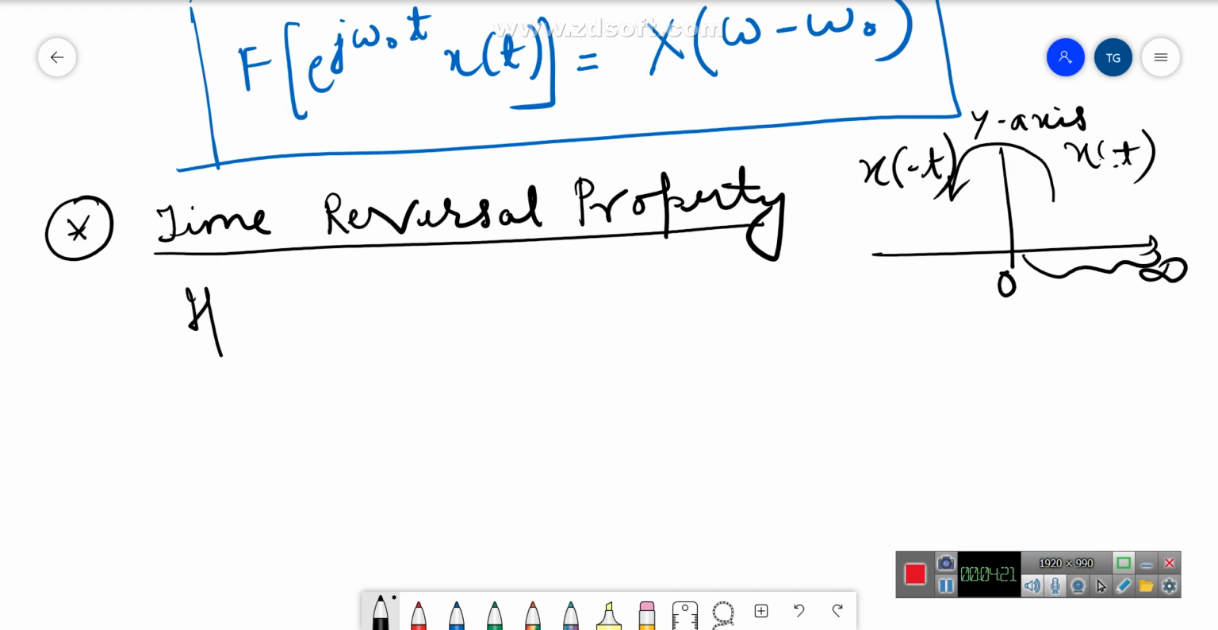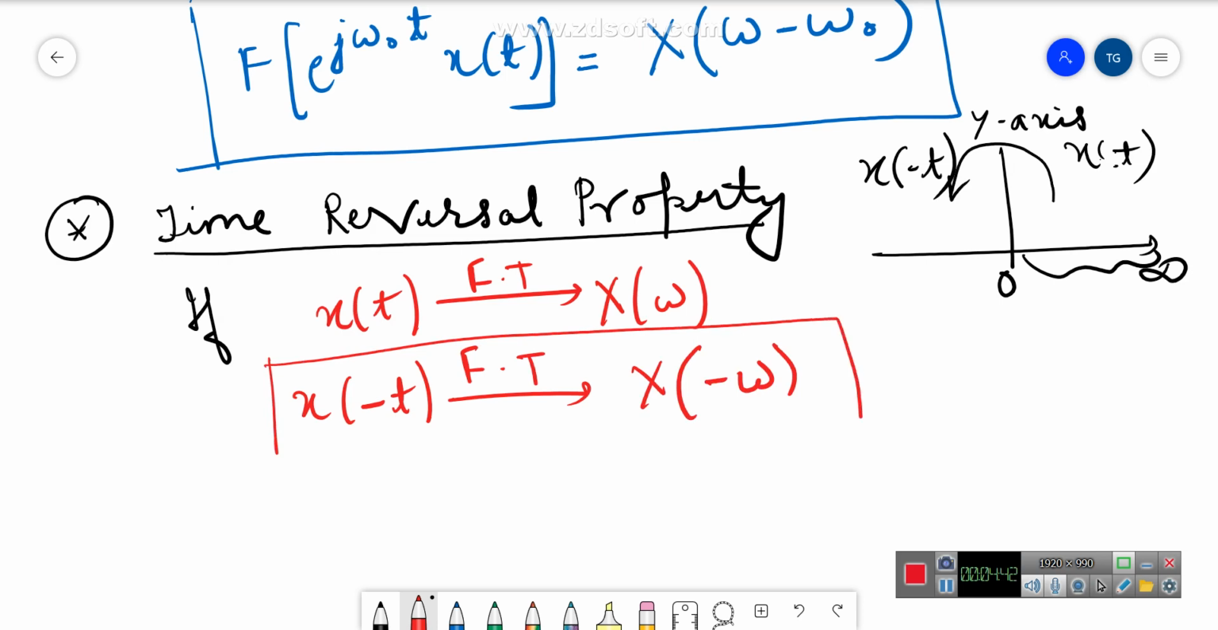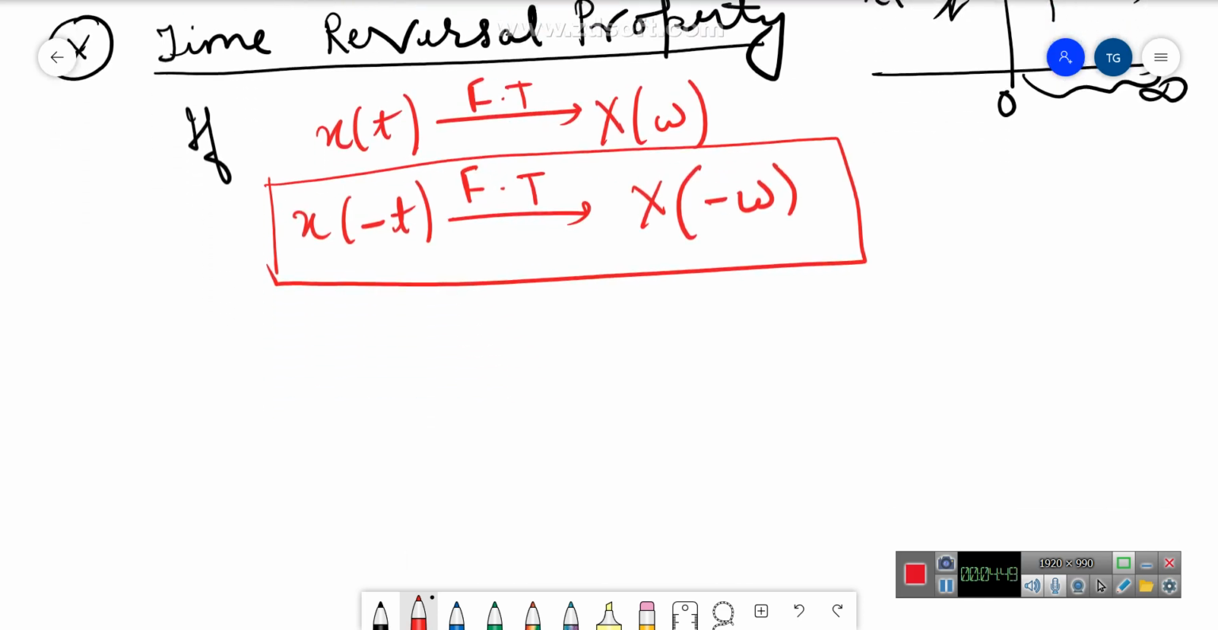So if this x of t has a Fourier transform X of omega, then x of minus t will have a Fourier transform X of minus omega, where the frequencies are also getting reversed. This is what we need to prove, and this is what my time reversal property looks like. So we will see how to prove it.